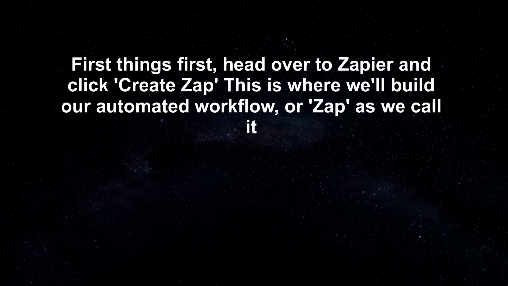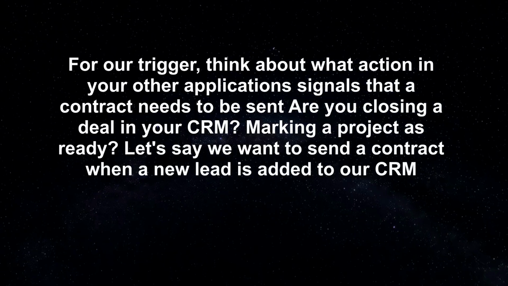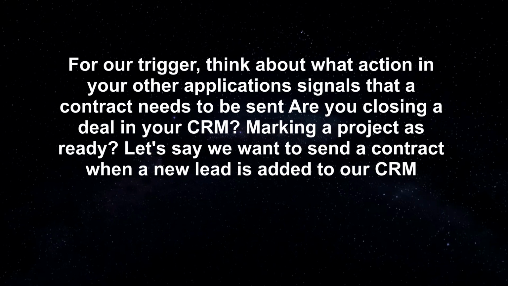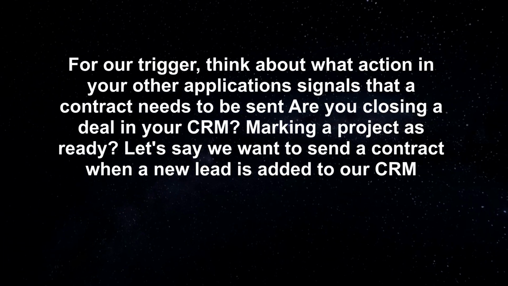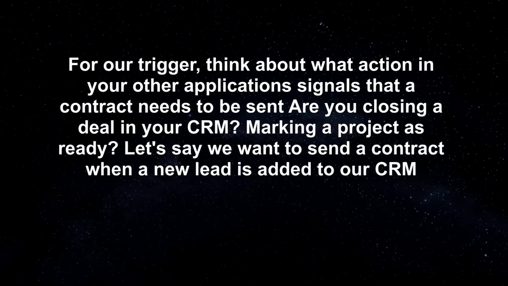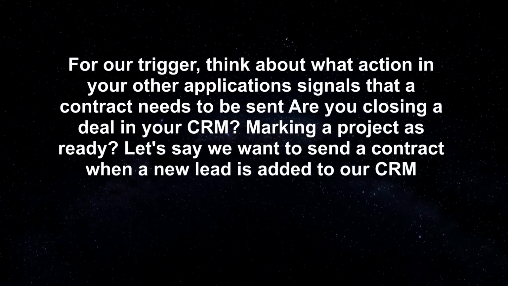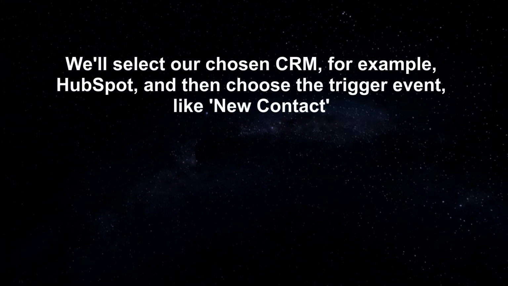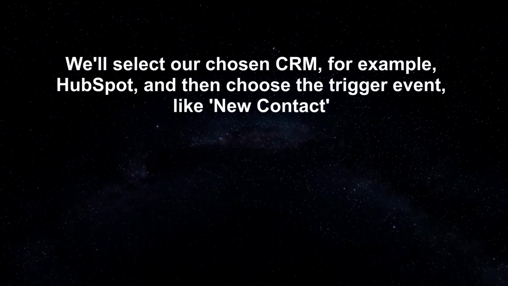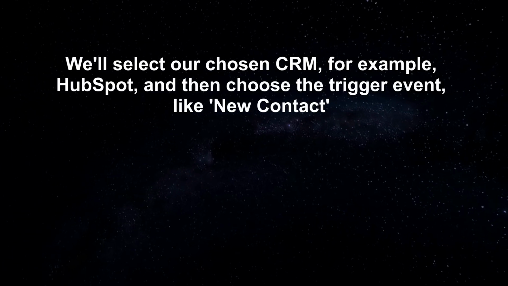This is where we'll build our automated workflow, or Zap as we call it. For our trigger, think about what action in your other applications signals that a contract needs to be sent. Are you closing a deal in your CRM? Marking a project as ready? Let's say we want to send a contract when a new lead is added to our CRM. We'll select our chosen CRM, for example, HubSpot, and then choose the trigger event, like New Contact.